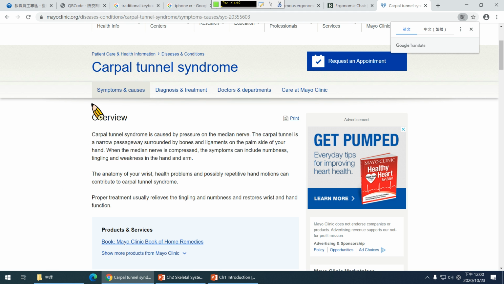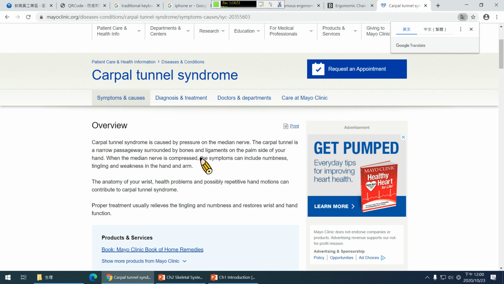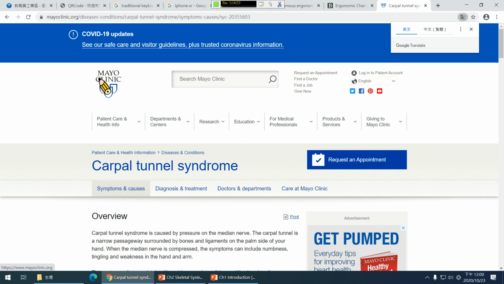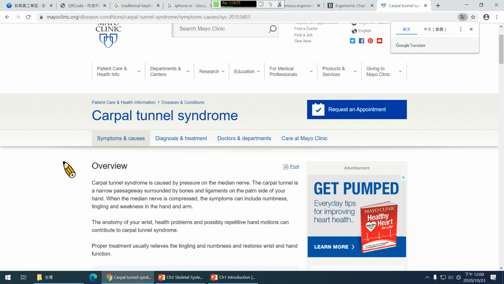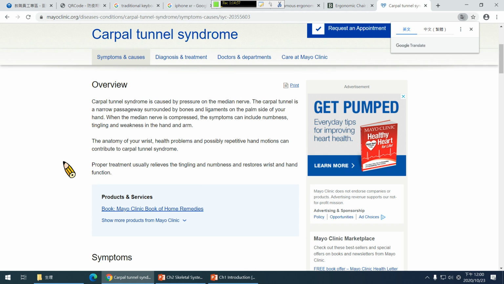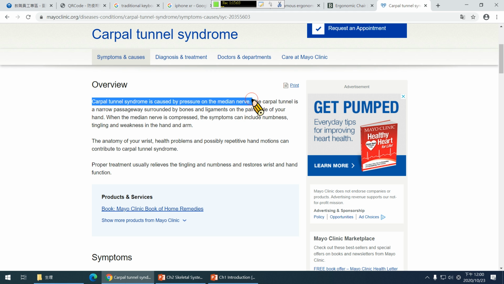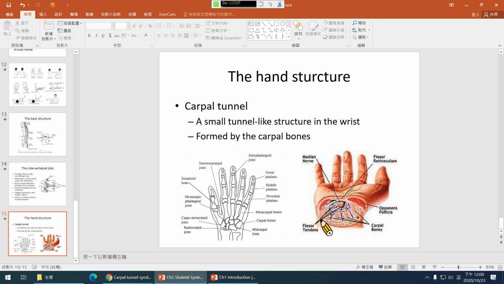And this is Mayo Clinic, one of the famous hospitals in the United States. Carpal tunnel syndrome is caused by pressure on the median nerve. Where is the median nerve? Here. This is quite a big nerve. And what does it do?